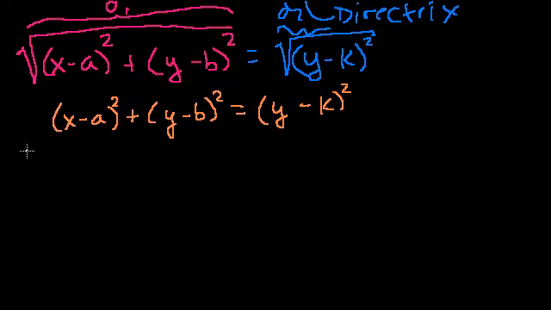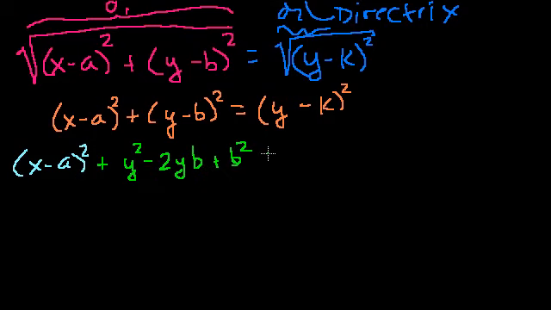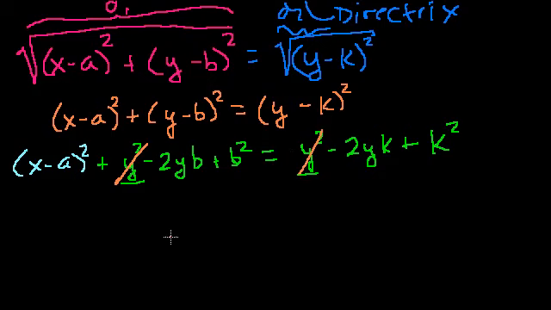So this is x minus a squared, and then let me expand these two binomials. Plus y squared minus 2yb plus b squared is equal to y squared minus 2yk plus k squared. And what can we do to simplify this? Well, we have a y squared here and a y squared on the right-hand side, so we can subtract y squared from both sides of the equation. They cancel out.